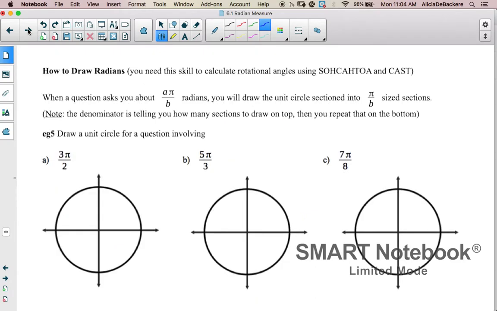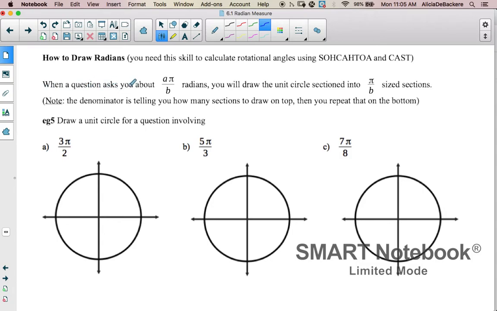All right, moving on to our last section, how to draw radians. You're going to need to use this skill, just like we did in grade 11, you have to draw those rotational angles, and then we used SOHCAHTOA and the CAST rule to find the ratio, or if they gave you the ratio, to find the angle. We're going to do the exact same thing tomorrow or in our next lesson with radians. So I need to know how to draw the picture.